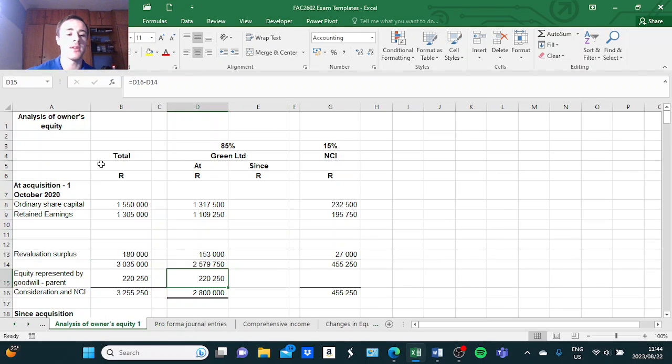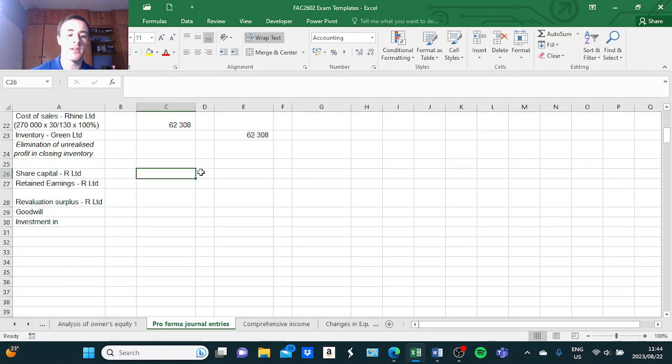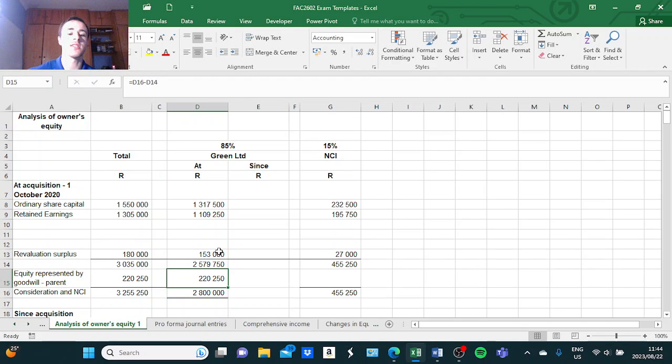So according to our analysis of owner's equity, share capital of the subsidiary was 1,550,000. Retained earnings 1,305,000. Revaluation surplus was 180,000, and goodwill has been calculated as 220,250, which is just the difference between the 2.8 million and 2,579,750. Okay, I will address this briefly in the next question.